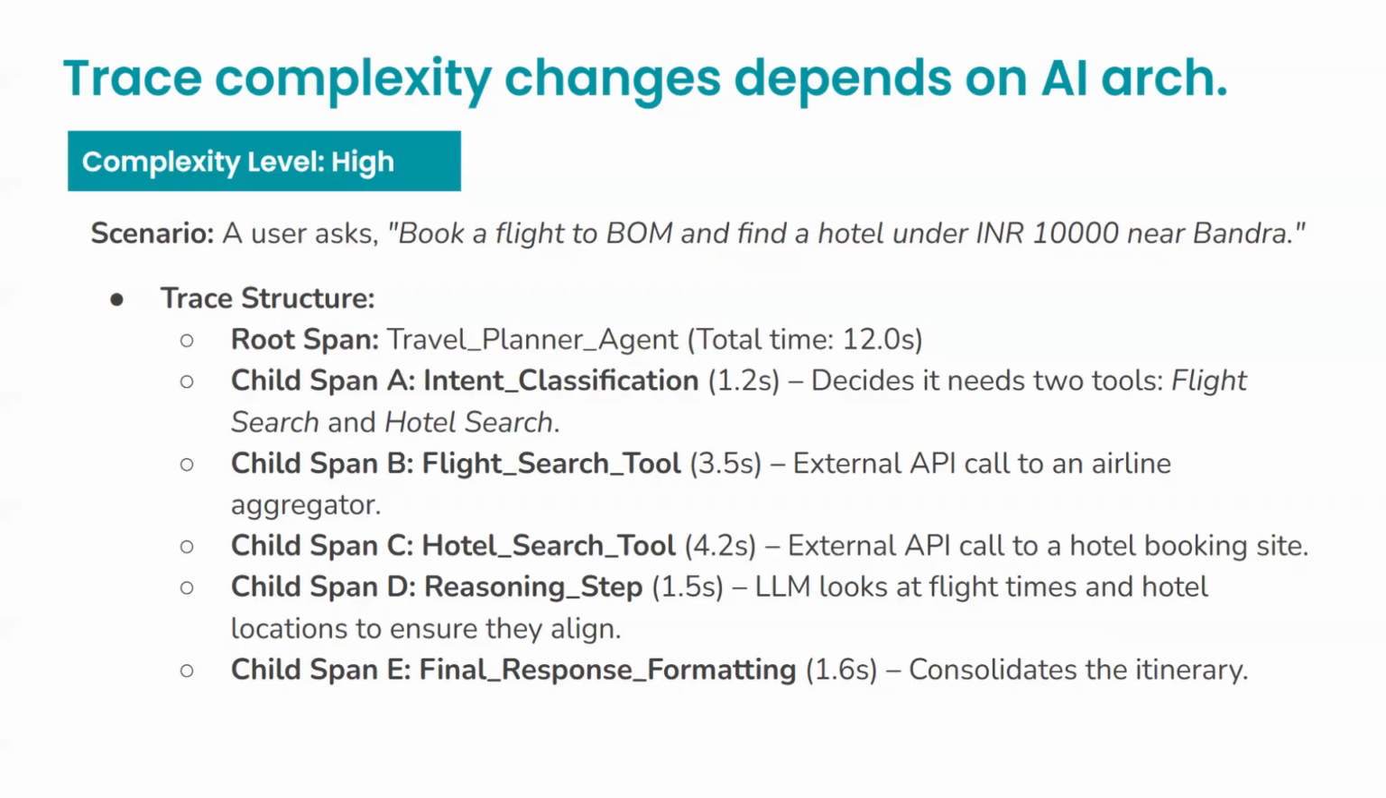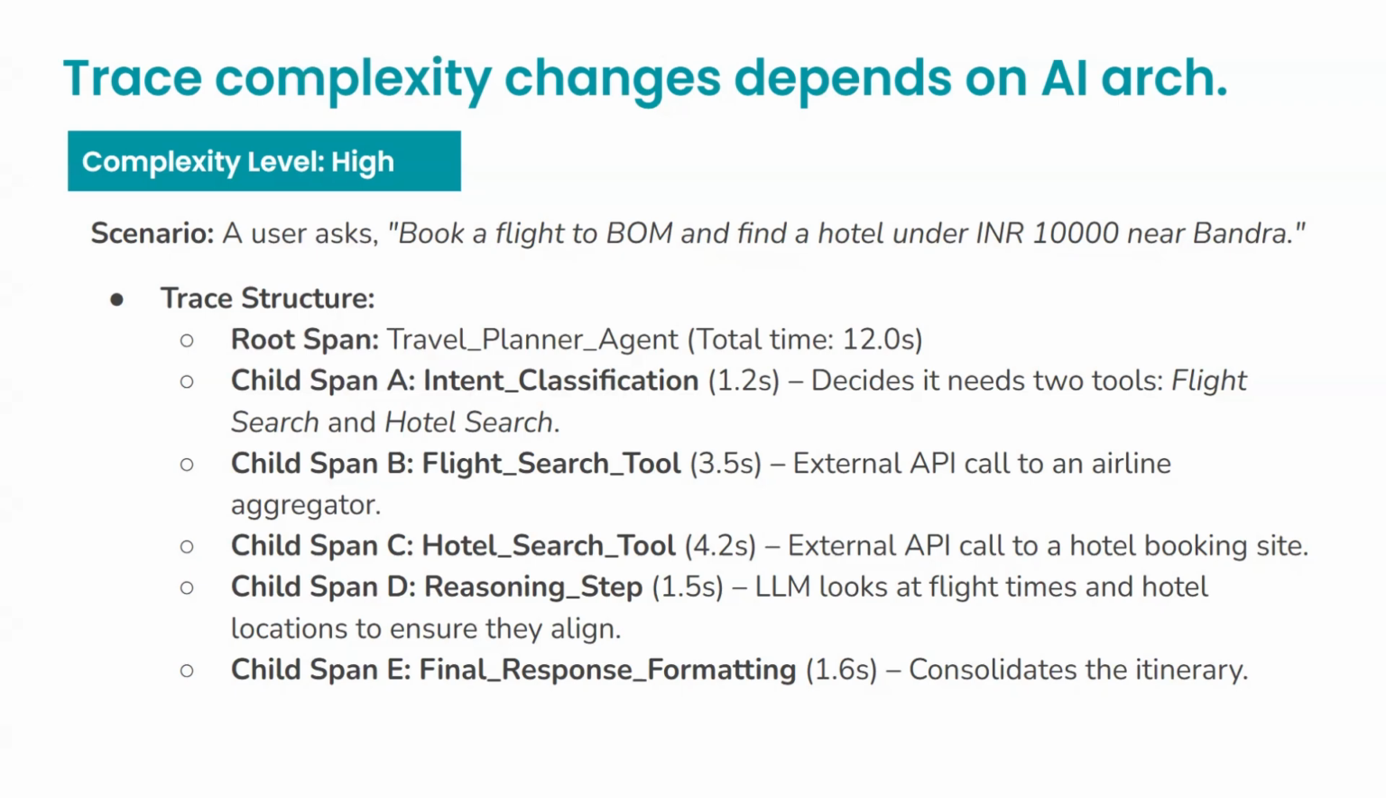Child span C is about the hotel search tool, which takes approximately 4.2 seconds. Another external API call, this time to a hotel booking service. At this point, an important thing to notice is that these tool calls could potentially run in parallel, even though they are shown sequentially here. That's one dimension of complexity that the trace can actually capture.